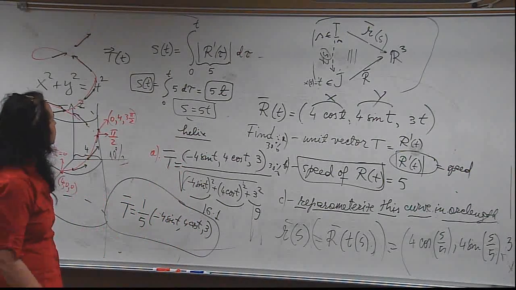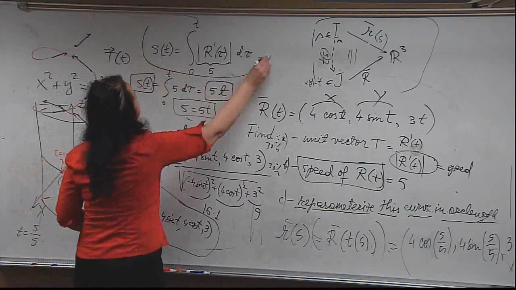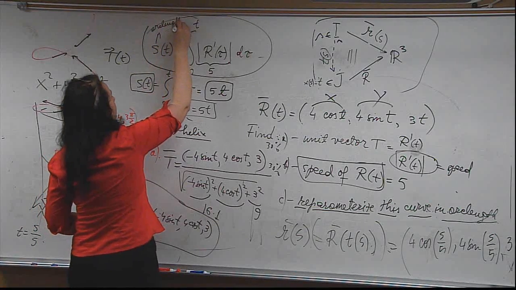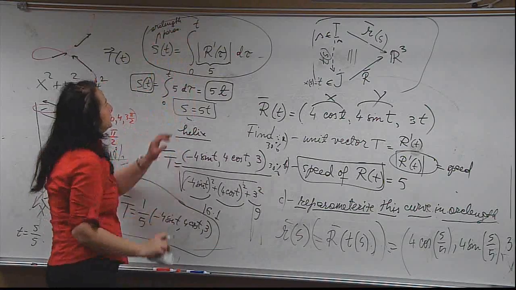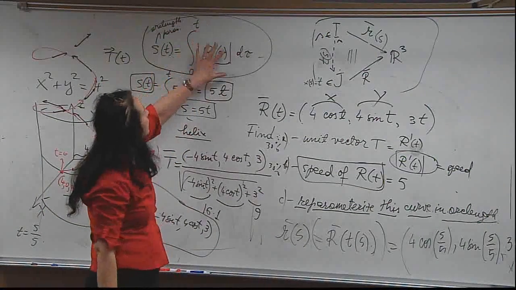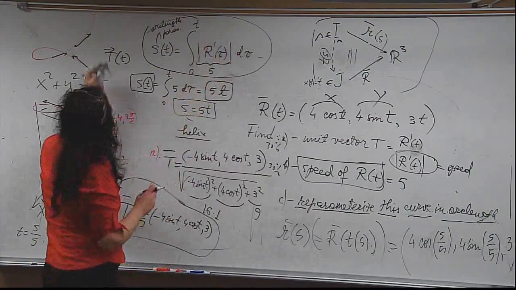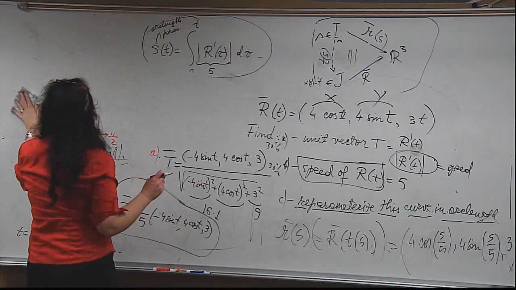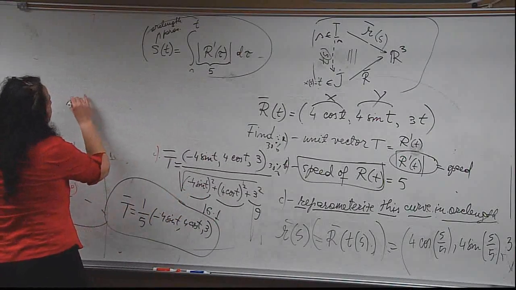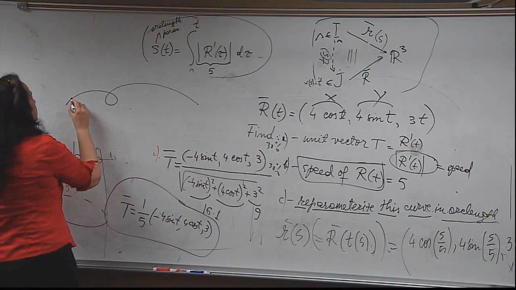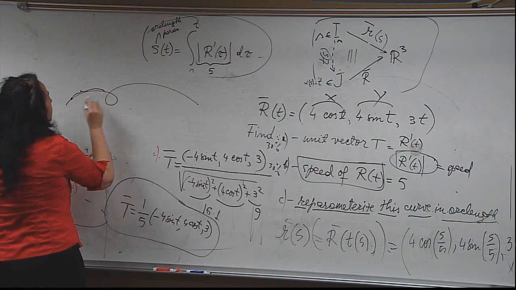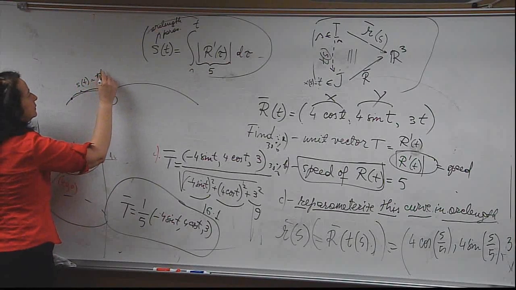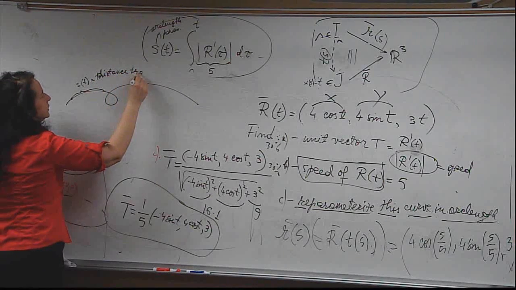So what do you have to remember? You have to remember the formula that says s of t, the arc length parameter, equals the integral from 0 to t, or t0 to t, of the speed. Does this remind you of something? Of course, s will be the arc length. Practically, what kind of parameter is that? You're measuring how much you travel. s of t is the distance you travel in time t.